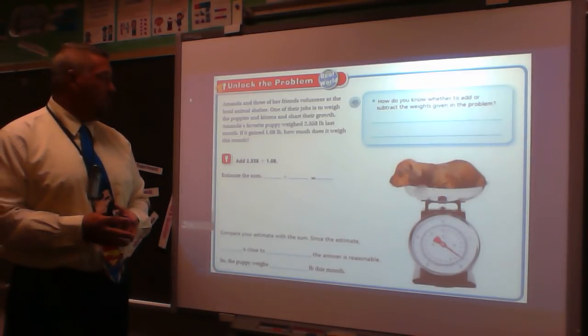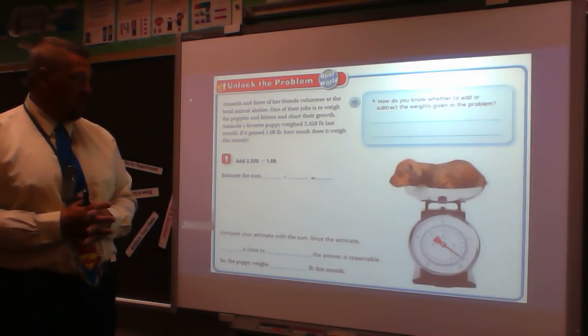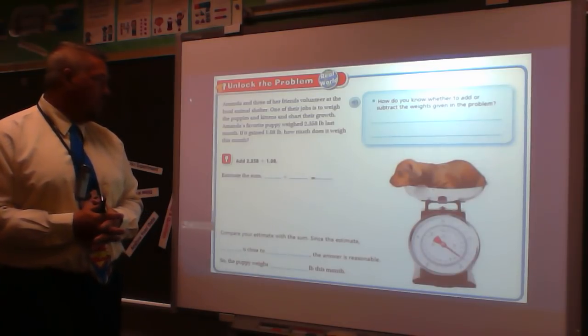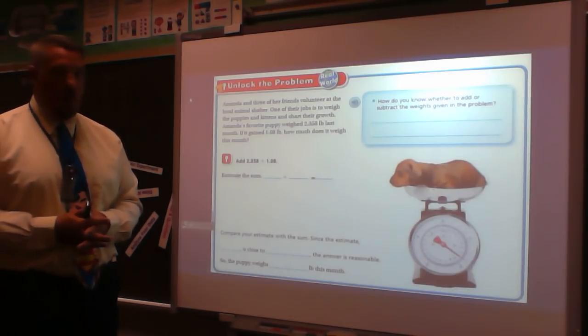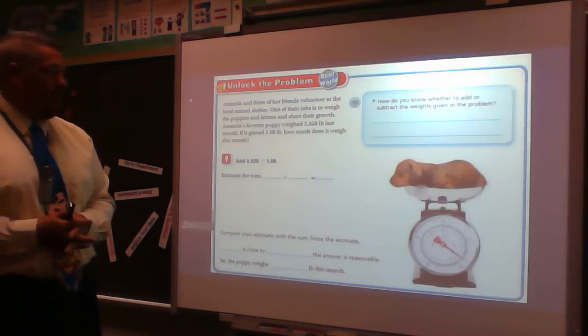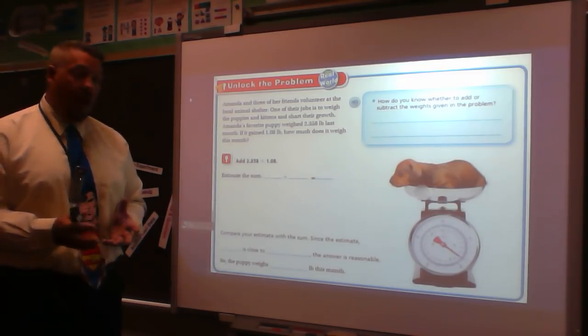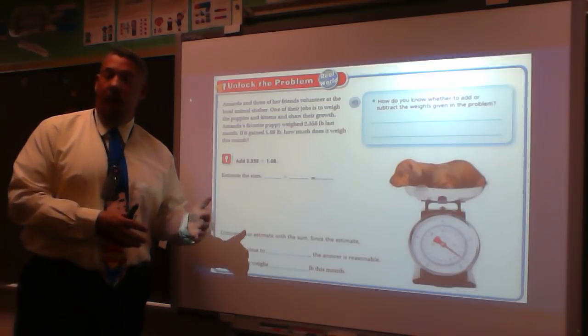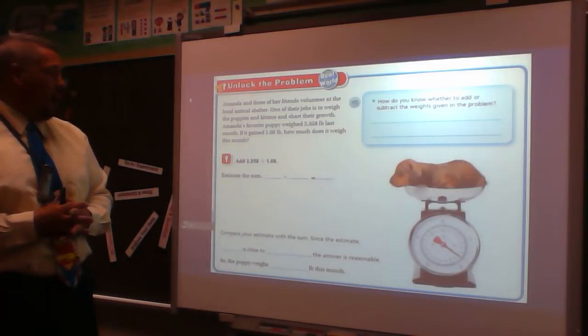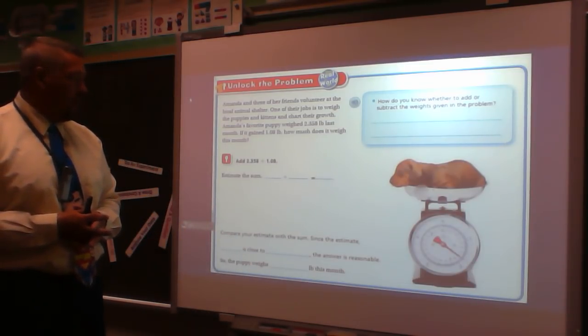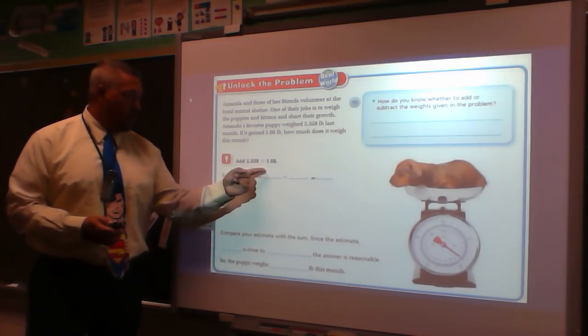One of their jobs is to weigh the puppies and kittens and chart their growth. Amanda's favorite puppy weighed 2.358 pounds last month. If it gained 1.08 pounds, how much does it weigh this month? So there you show us this math here.